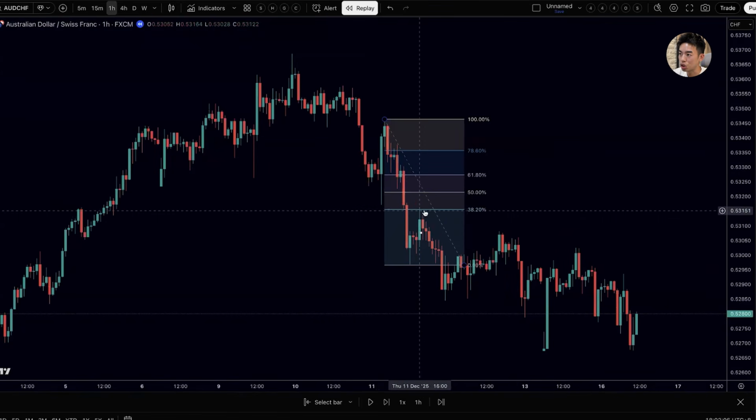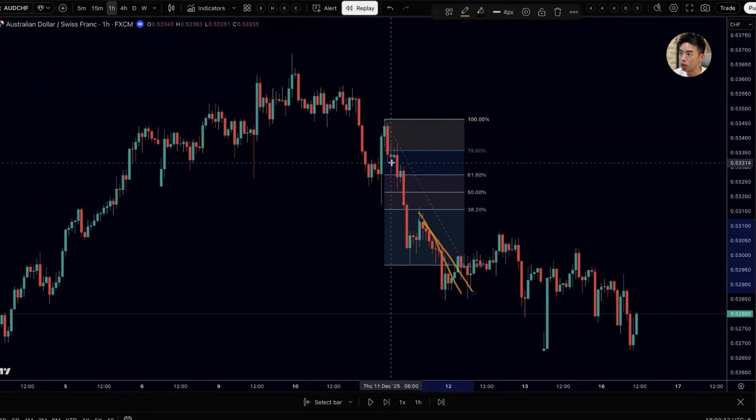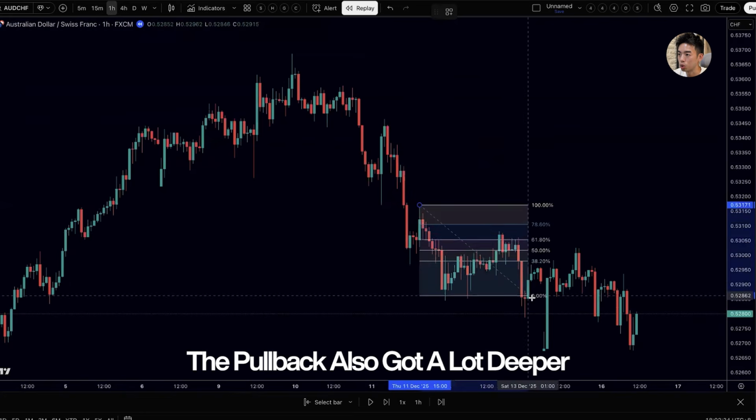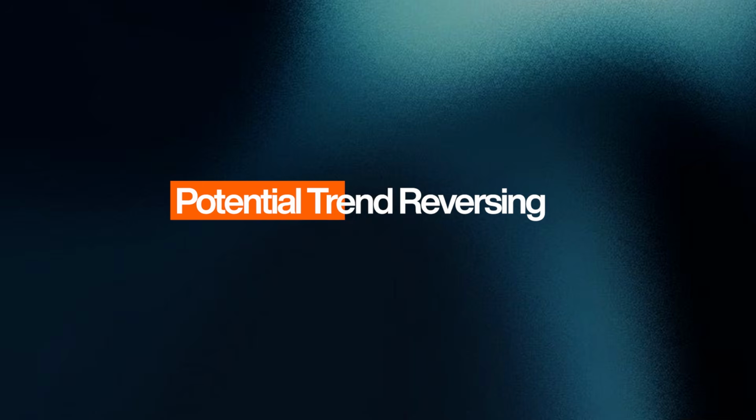So at this juncture right here, you want to be expecting another push, which we do get, another push towards the downside right around this area right here. However, this push just became a lot weaker than the previous push. What else do we see aside from that? The pullback also got a lot deeper, right? Around 61%. Again, at this point here, you want to start thinking about potential trend reversing.